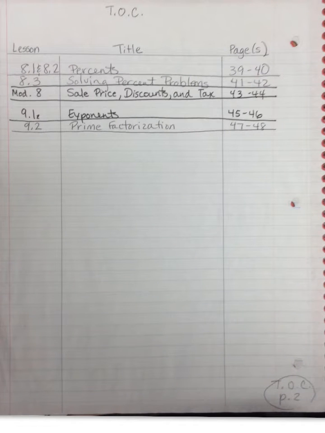Good afternoon, sixth graders. It's Mrs. Hebert, and today we are going to be taking notes on lesson 9.2, which is all about prime factorization. These should be pages 47 and 48 in your table of contents. So go ahead and list this lesson in your table of contents, and we will be ready to move on.